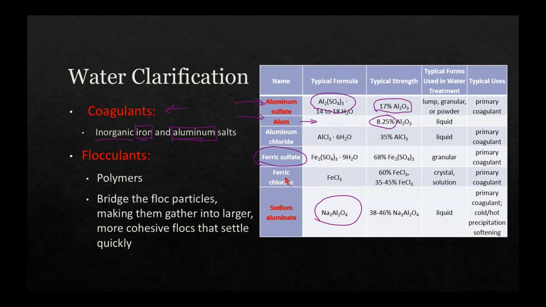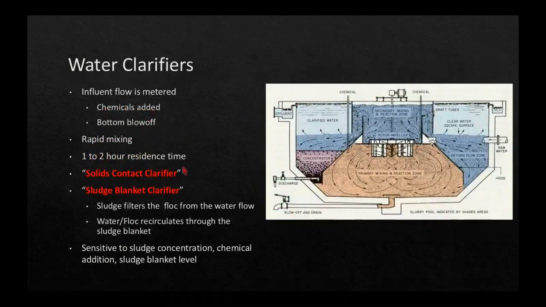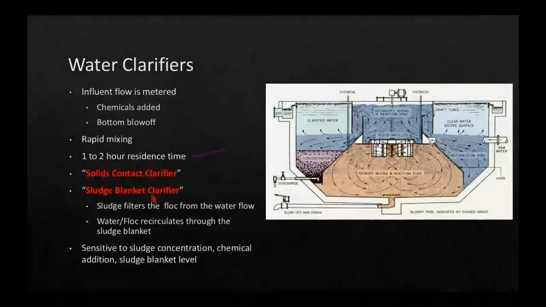Anyway, so these are inorganic, and these are things that actually cause the coagulation to begin, and so it gets rid of those colloidal particles. Whereas flocculants are some kind of polymers, and we add them and they bridge the particles together and make large flocks. Yeah, okay, so 1 to 2 hours of residence time. Water flock recirculates. Know these 2 terms here.